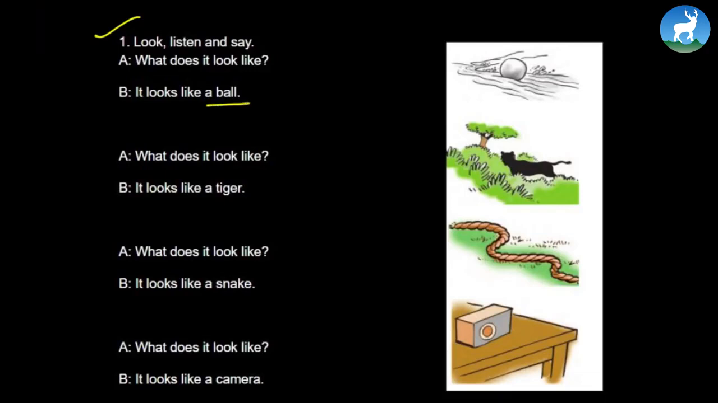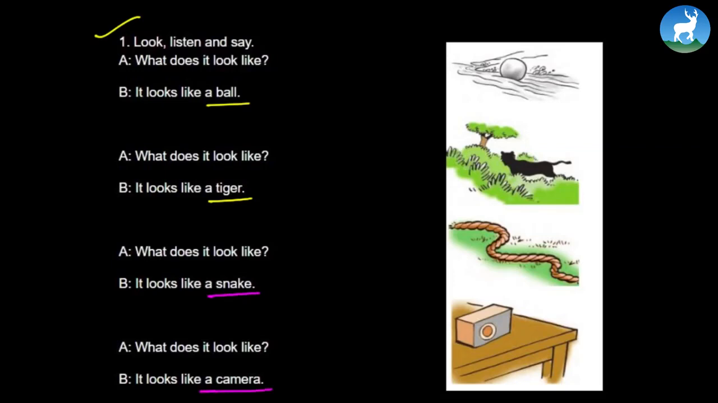Look at another picture. So this black animal is in the middle of the forest. Now, what does it look like? It looks like a tiger. Really? It looks like a tiger. And what does it look like? This rope. It looks like a snake. What does it look like? This box. It looks like a camera.